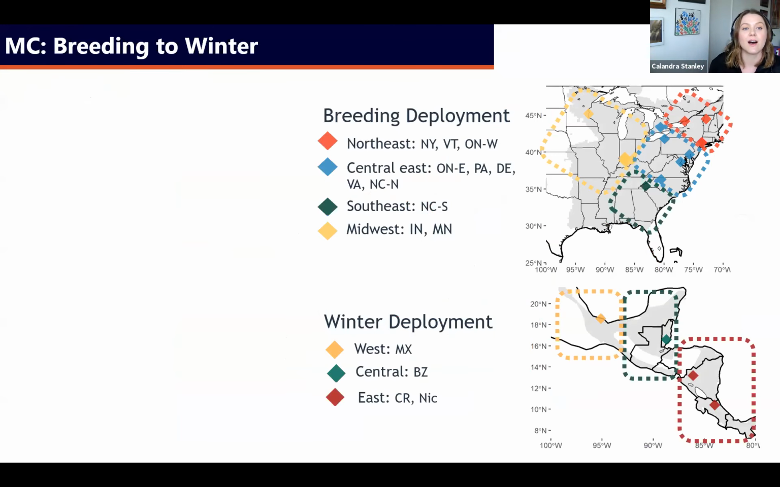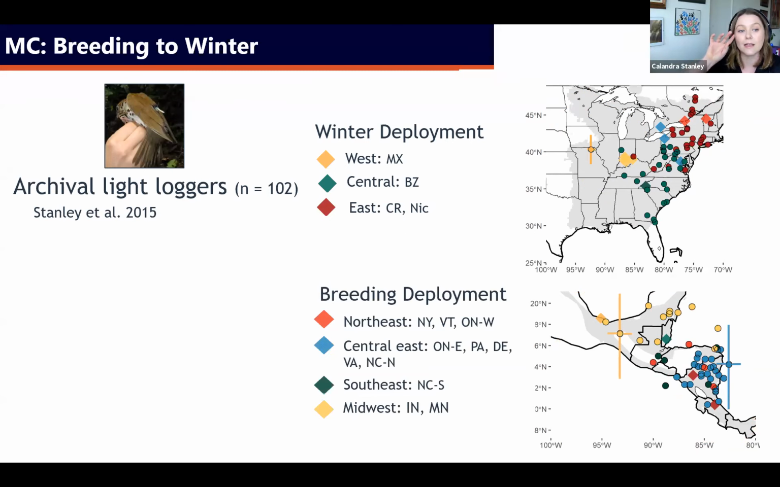So first I'll focus on the breeding to winter connectivity that we looked at for wood thrush. All the deployment locations are shown as diamonds. And we grouped our breeding deployments into 4 regions and our winter deployments into 3 different regions, which I've color coded to help visualize the data. So first, let's look at what we got for light level geolocators.